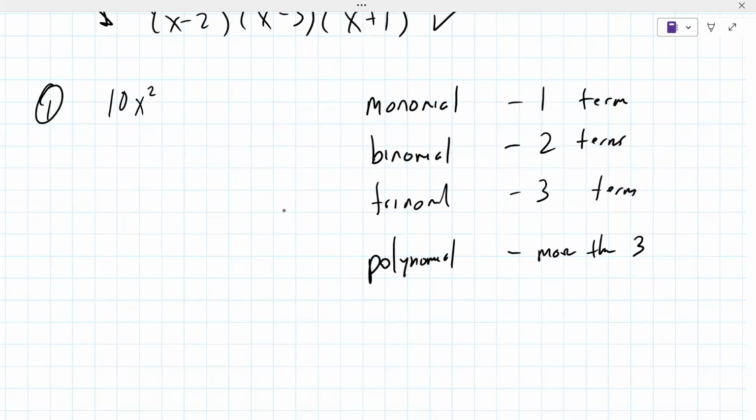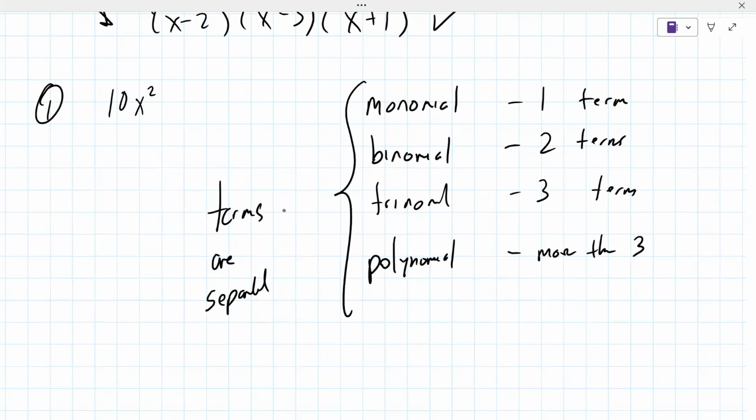Terms are separated by plus and minus. Do you see any pluses or minuses here? Let me write this down. Sorry, I get so excited. I like to rush into things. So, plus or minus? Yeah, I was just asking, do you see any pluses or minuses here? No. Okay, so that's why there's only one term.